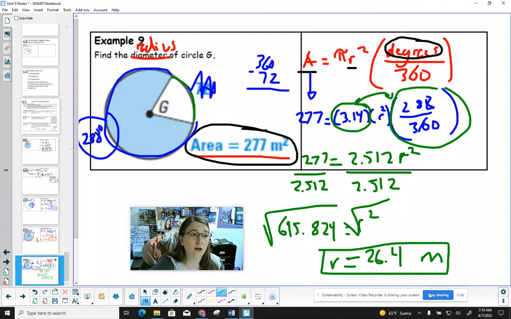Okay, from here, you're going to go ahead and do the 9.7 assignment. Do just a couple problems just like this, and then we are wrapped up with this.